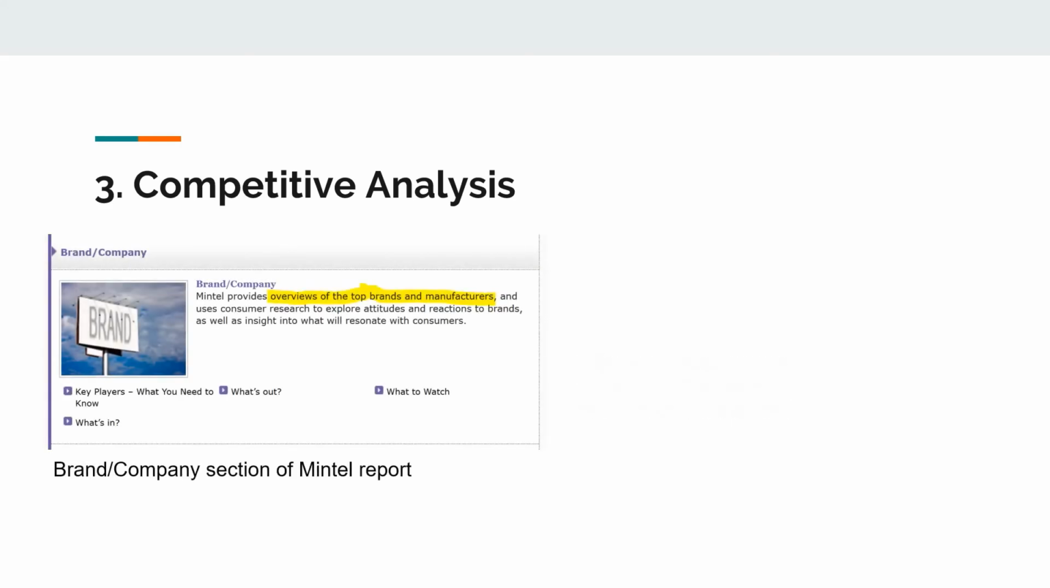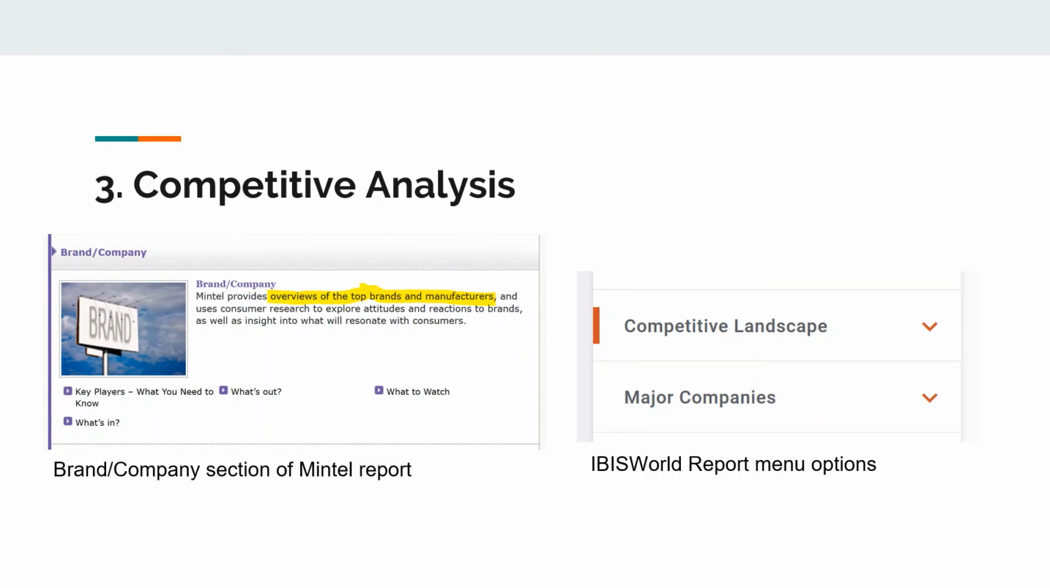Two databases we've already looked at can help you identify major companies operating in the same space. In Mintel reports, pay attention to the section Brand Company. It will discuss top companies, brands, and manufacturers. IBISWorld reports have an entire section on the competitive landscape for your industry and a section on major companies.